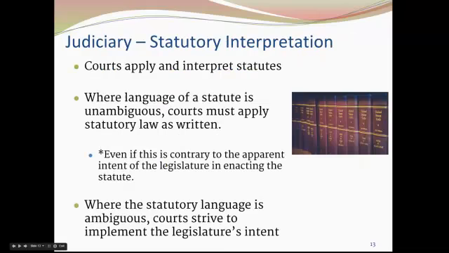Courts also interpret the meaning of statutes as applied to specific circumstances or cases. Where the language of a statute is unambiguous, courts must apply the statutory language as written, even if this is contrary to the apparent intent of the legislature in enacting the statute. If the statute's language is ambiguous, however, the court will then look at the context in which the statute was enacted. This may be the floor debates and similar materials to try to interpret what the legislature was trying to accomplish when it enacted this law.